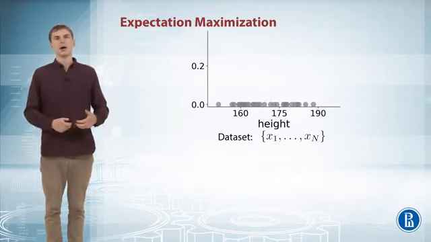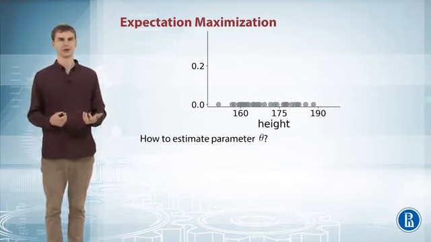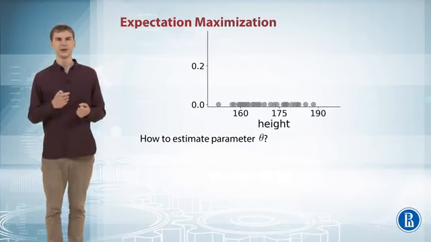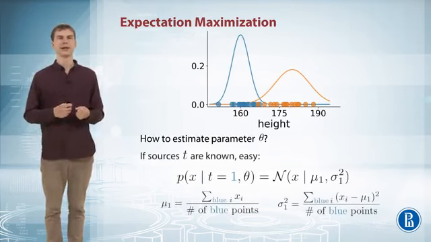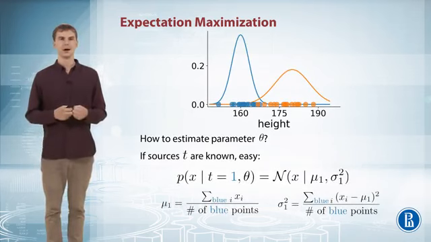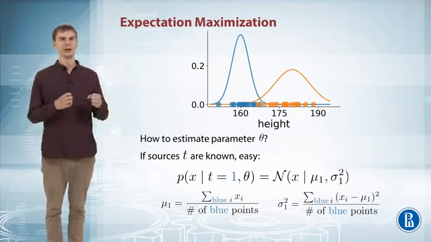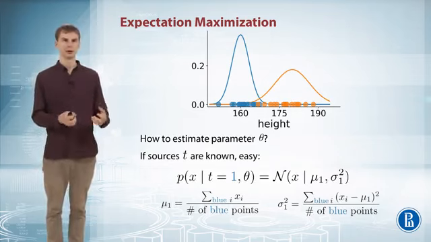So our goal of finding the maximum likelihood estimation is finding the parameters, right? How can we find the parameters? Well, it turns out that if we know the sources, if we know the values of the latent variables for each data point, then finding the parameters mu and sigma is easy. Because you can say that all the blue data points here are the data points for which we know that they came from the first Gaussian.